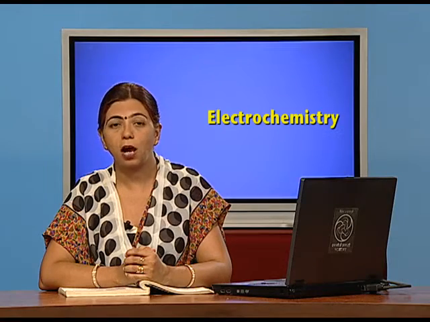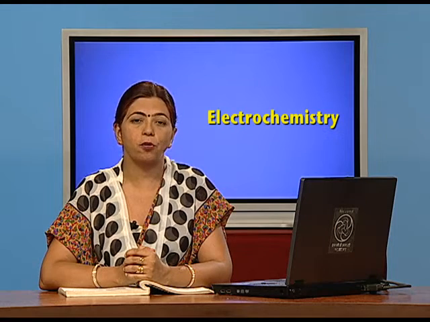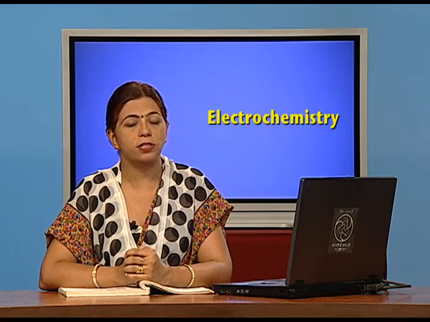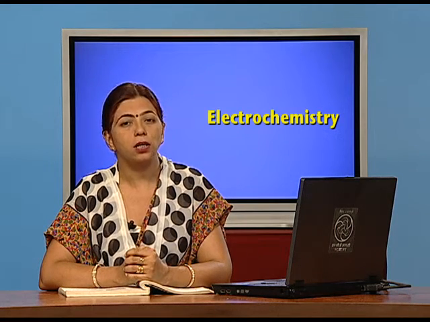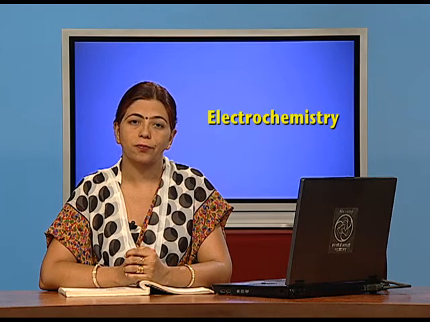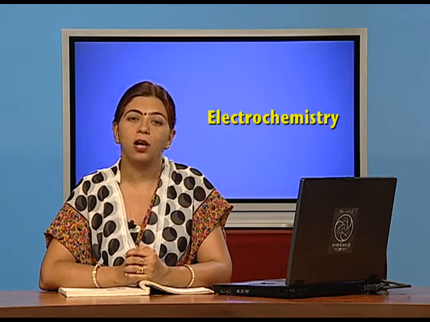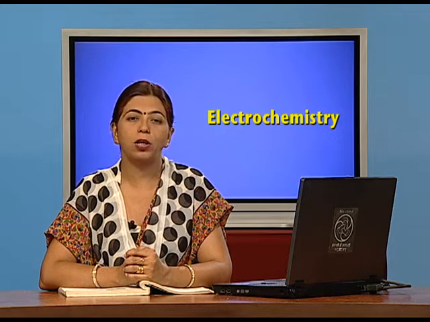Then I explained how to calculate the cell potential and the standard electrode potential by using the Nernst equation. We also studied conductors, metallic conductors and electrolytic conductors, and how metallic conductors are different from electrolytic conductors. I also explained concepts like resistance, conductance, resistivity, conductivity and molar conductance. Then I explained how concentration or dilution affects conductivity and molar conductance.